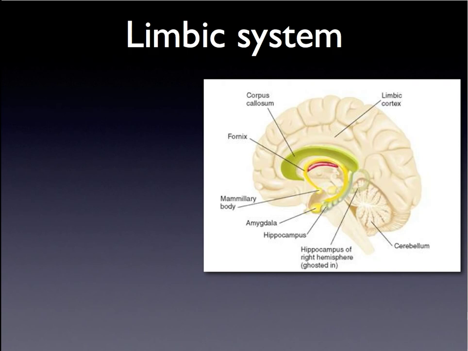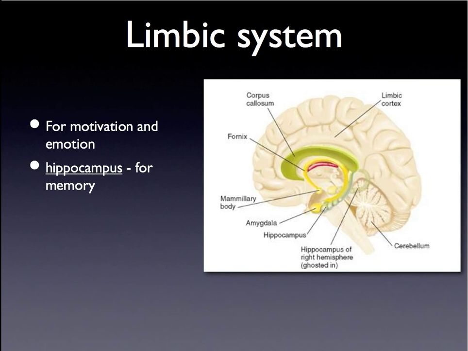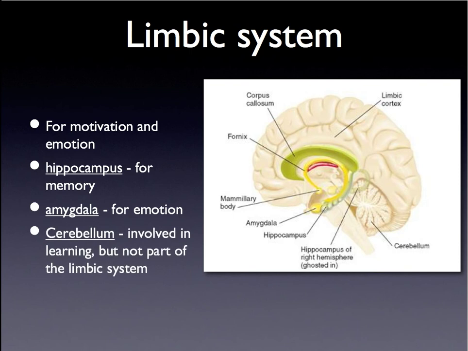So I'm going to talk about a bunch of brain systems, not necessarily individual structures, but several systems that are responsible for major things in the brain. I'm going to start with the limbic system. And the limbic system is generally for motivation and emotion, and it involves several structures, most importantly the hippocampus, which we associate with memory, the amygdala for emotion, and the cerebellum, which is involved in a different type of learning. Cerebellum is, of course, back here, but it's also associated with motor movement.